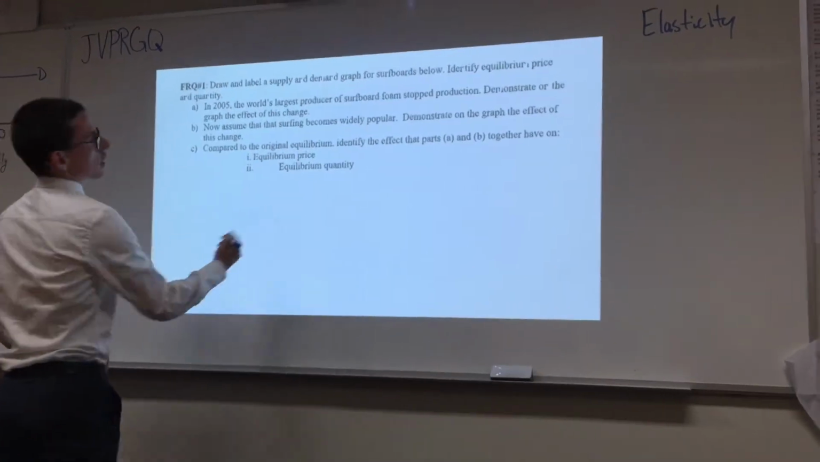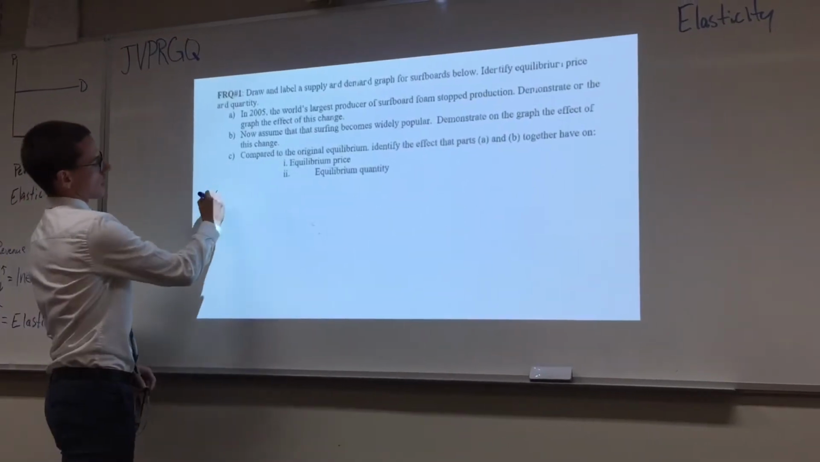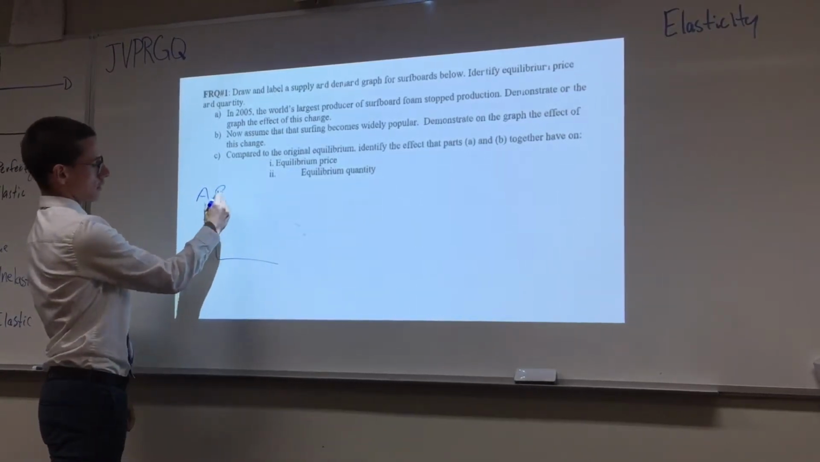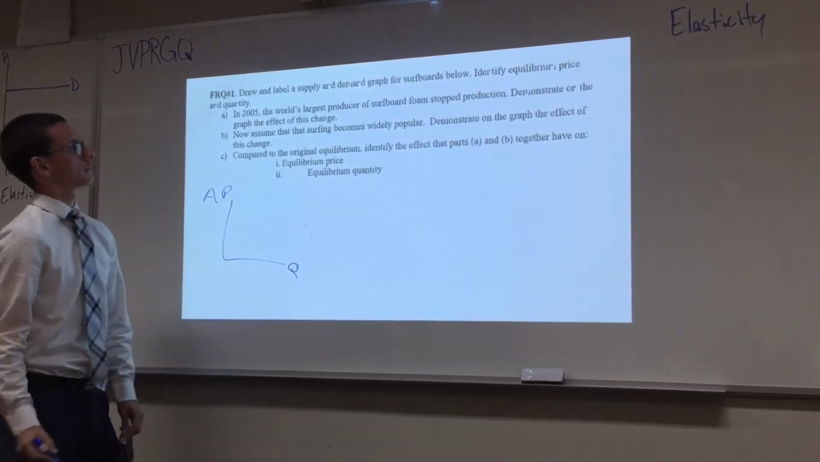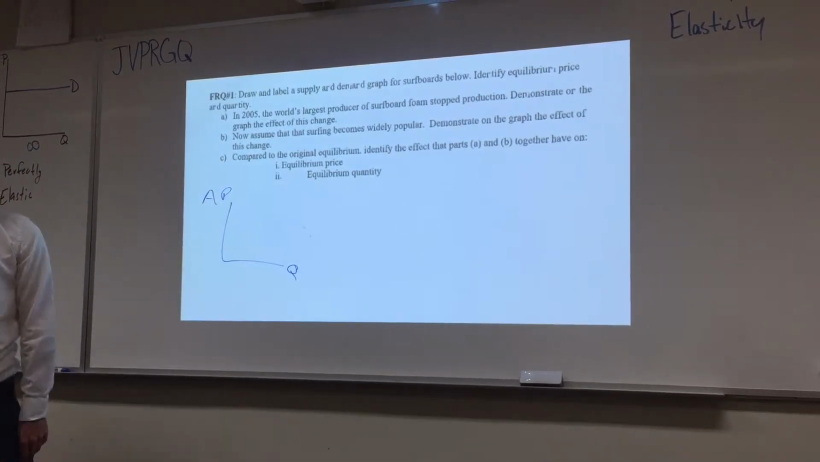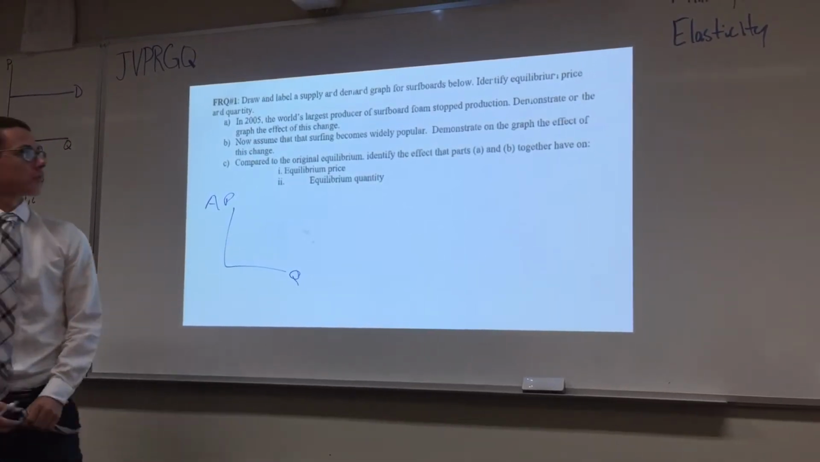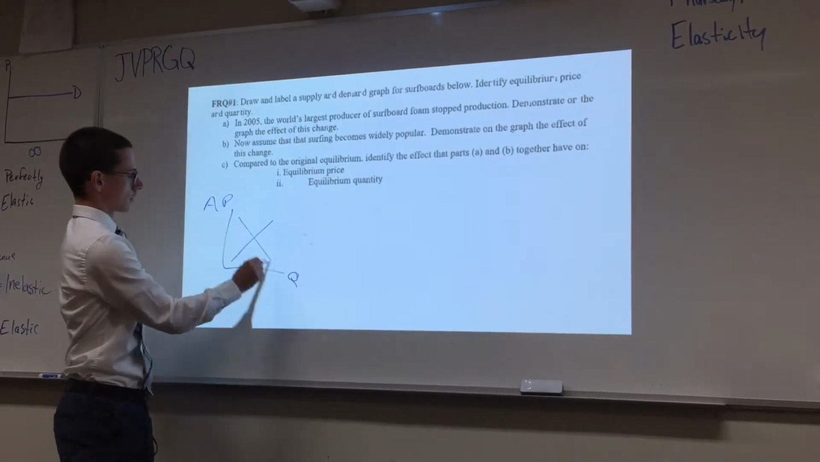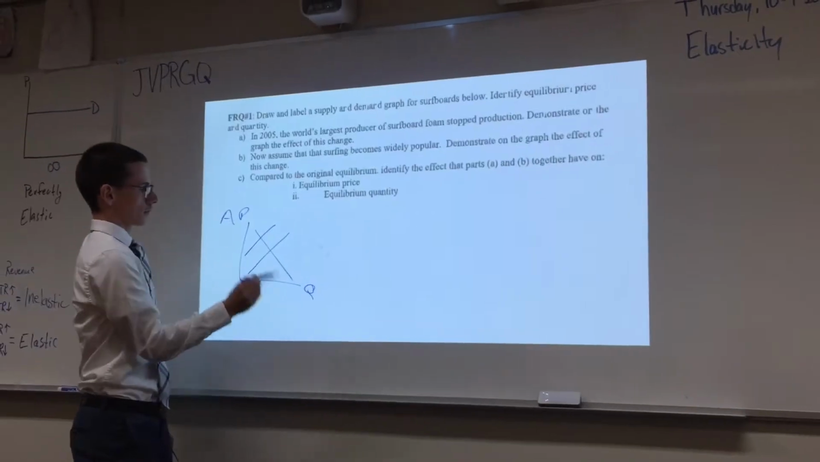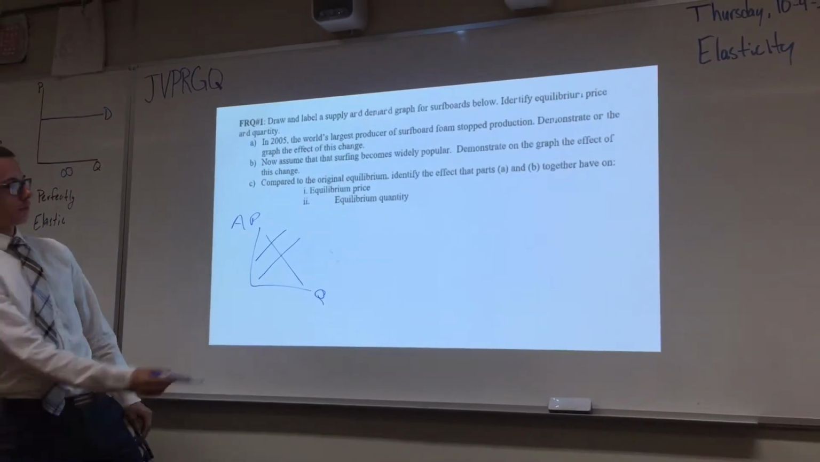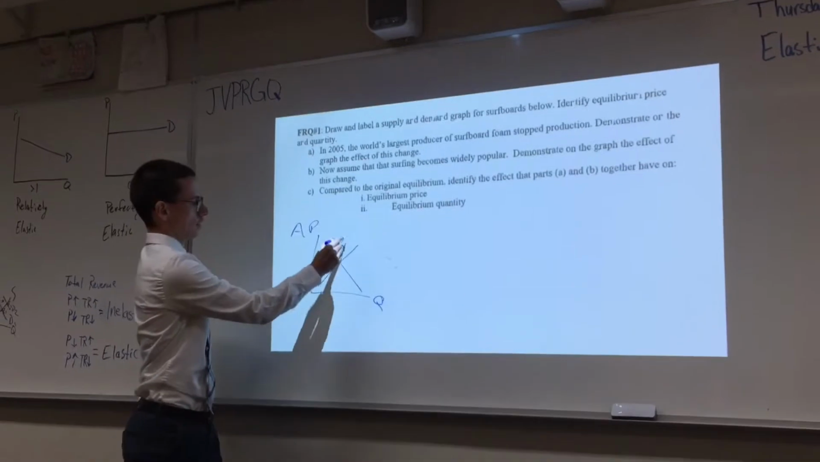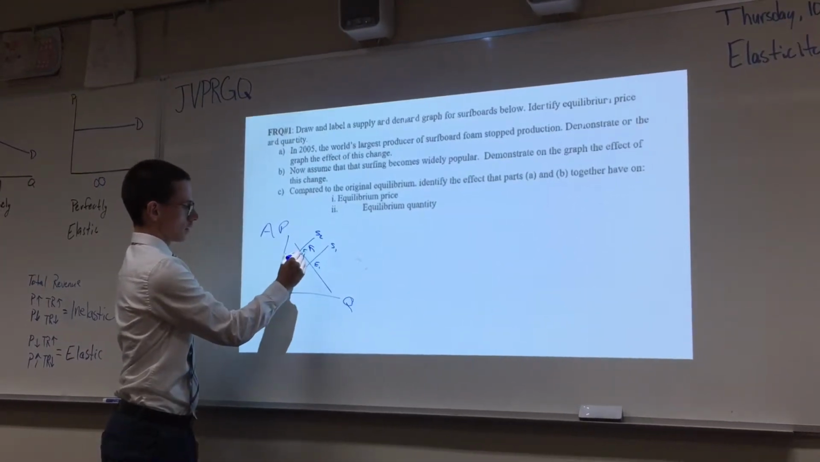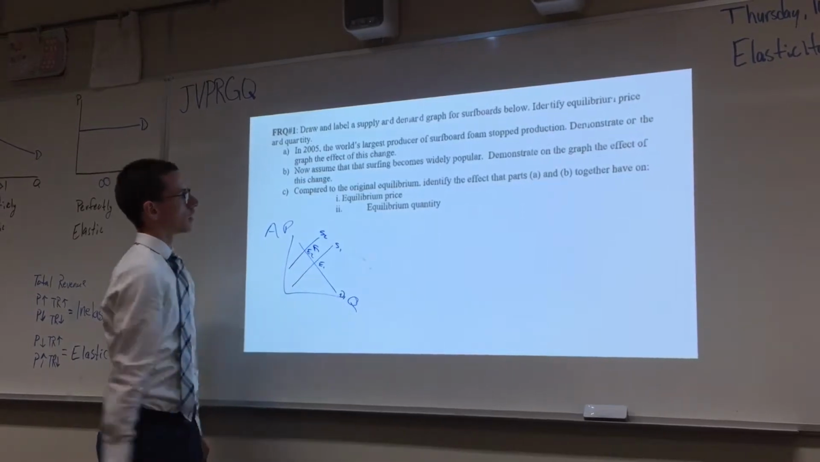So it says draw and label a graph. You start with A, right? Do a graph. You go P for price, Q for quantity. And then it says the largest producer of the surfboard foam stops production, so your supply will go down, because if you get less product being produced, you have less supply. So you do that, S2, S1, E1, E2, D1.